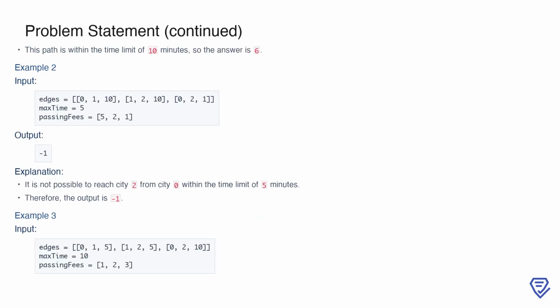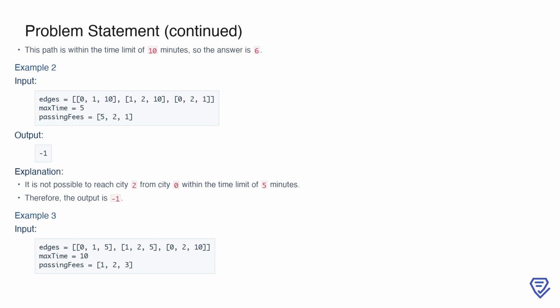In another example, suppose we use the same graph but set maxTime equals 5 and keep passingFees equals [5,2,1]. Here, it is impossible to reach city 2 from city 0 within the time limit of 5 minutes. The shortest direct path between city 0 and city 2 takes 1 minute, but no other paths that might allow us to reach the destination exist within this time constraint. As a result, the output in this case is -1, indicating that reaching the destination is not feasible within the given time.